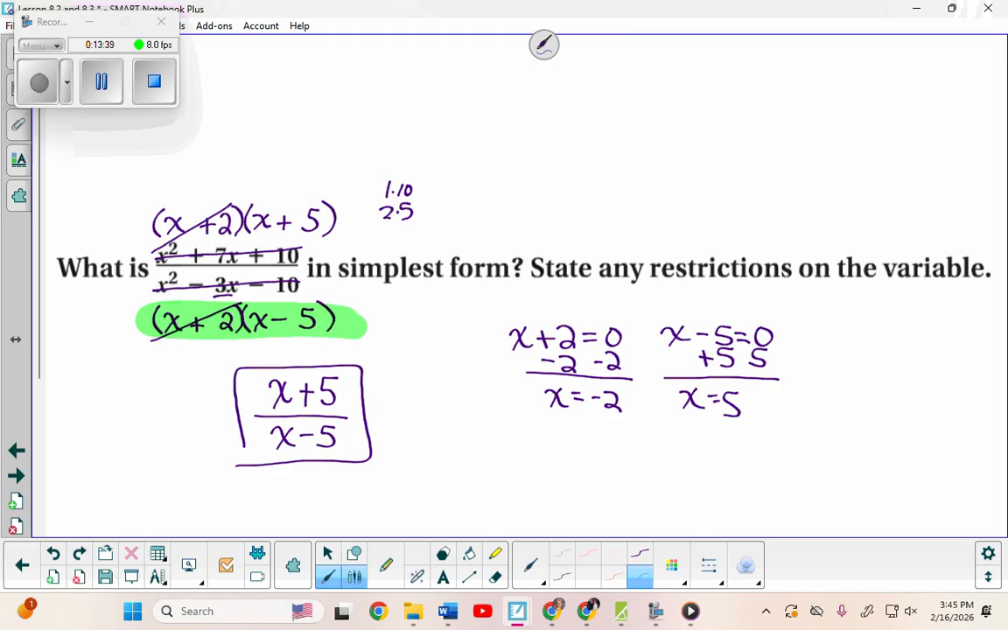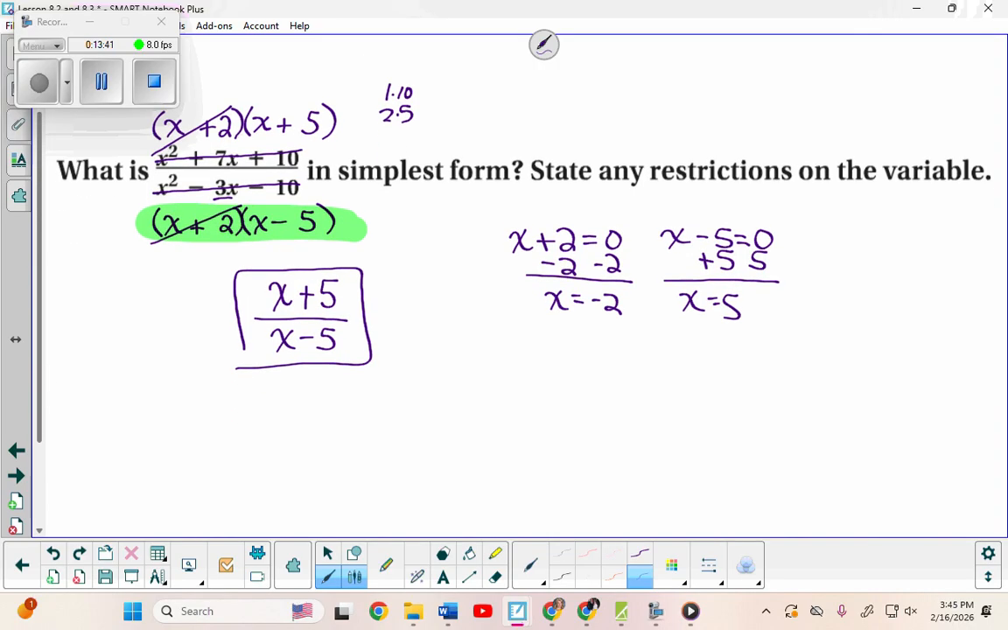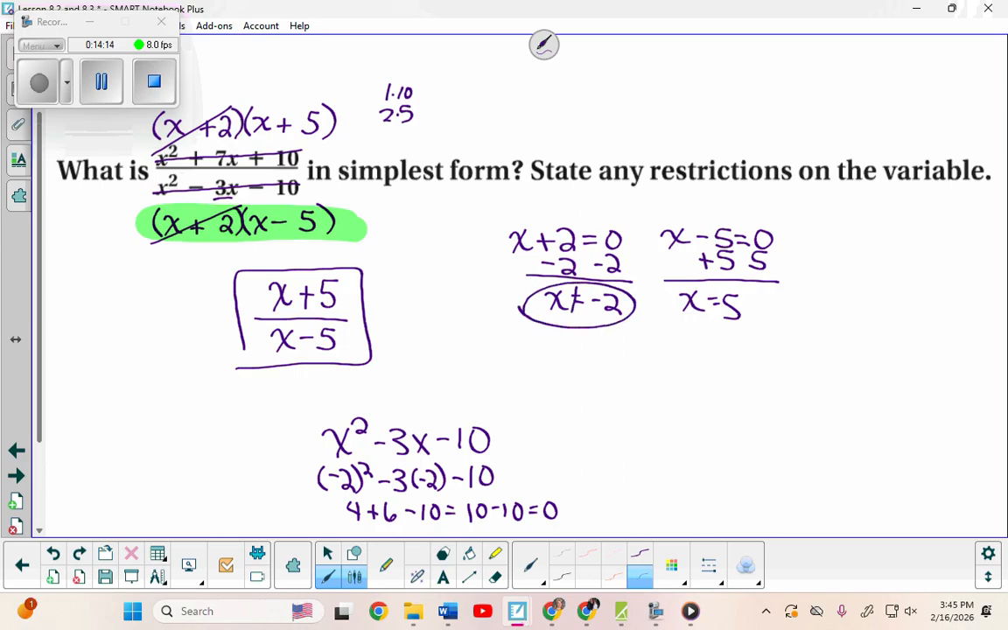So here's the thing. If you look at the denominator, x squared minus 3x minus 10, if I plug in a negative 2, I would put parentheses around that negative 2. That would give me 4 plus 6 minus 10, which would be 10 minus 10, which would be 0. So if I were to substitute in a negative 2, I would get a 0. What we're saying here is that x cannot be equal to negative 2, because that would give us 0 in the denominator.